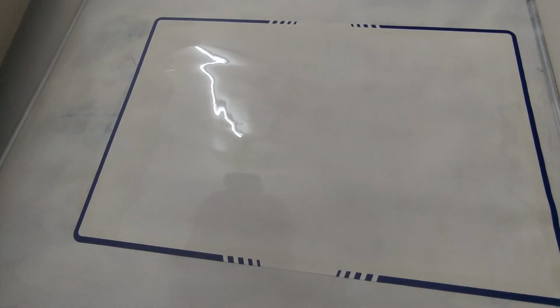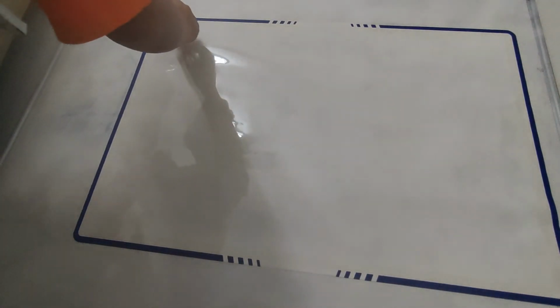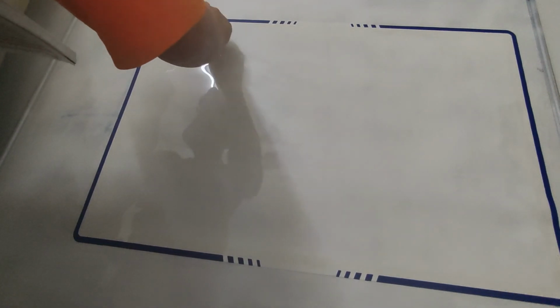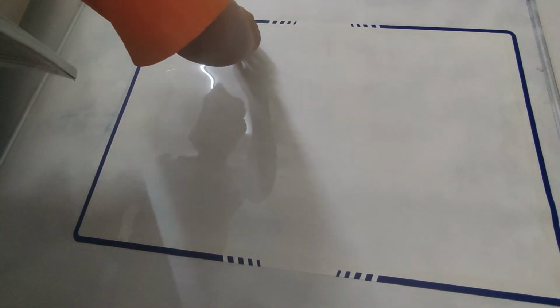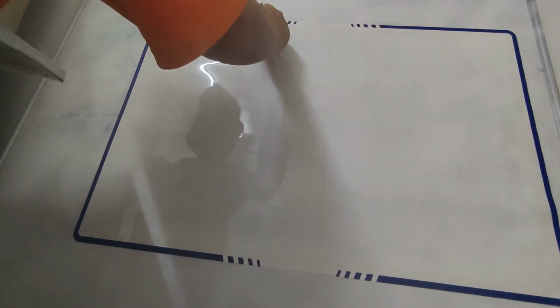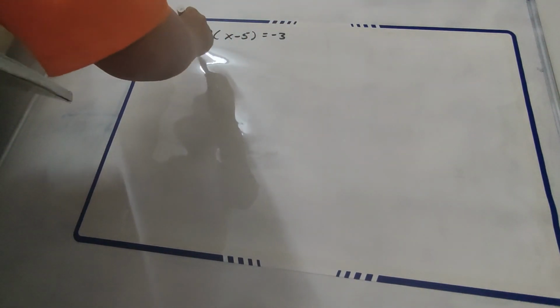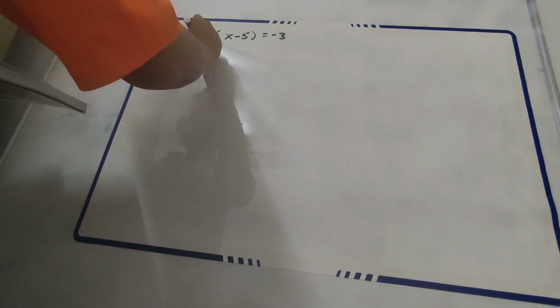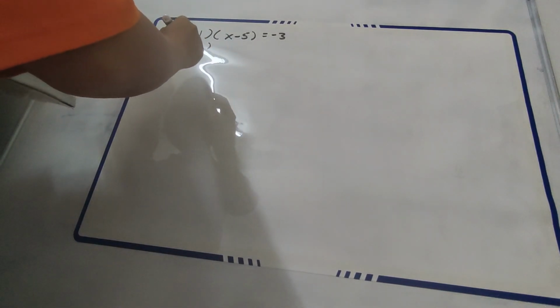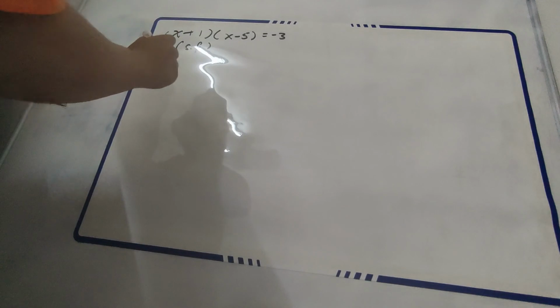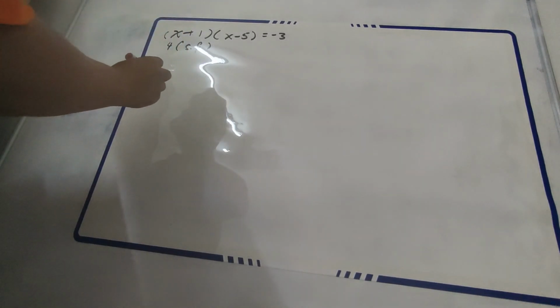Okay, question number 3. Given the equation (x + 1)(x - 5) = -3. The question needs you to write the answer correctly to 4 significant figures.